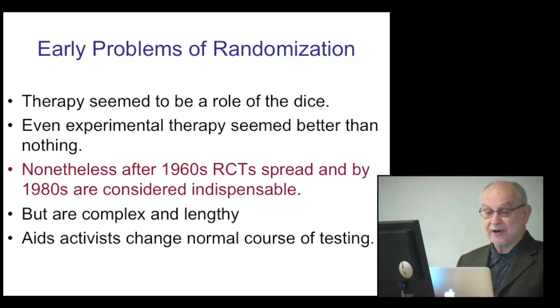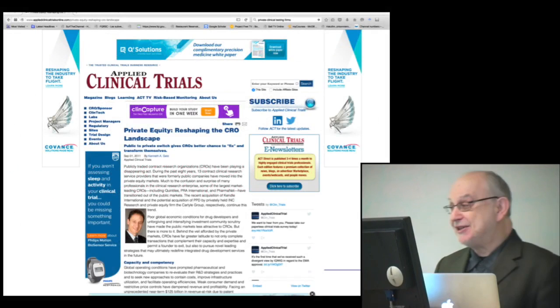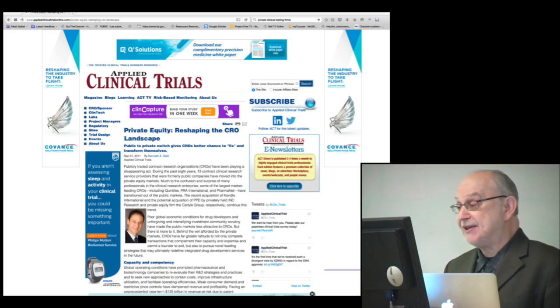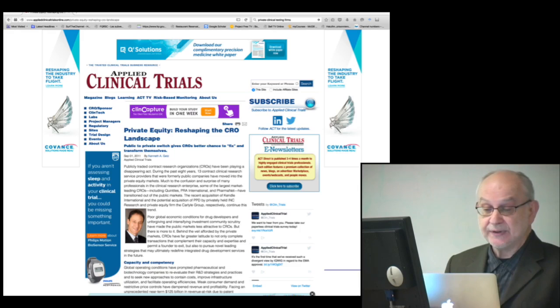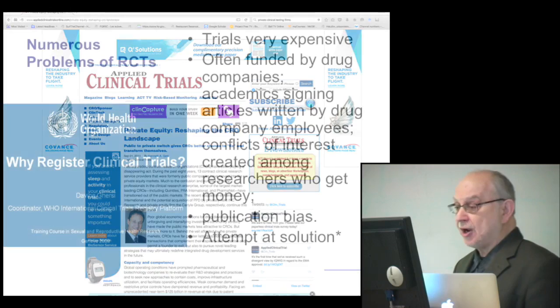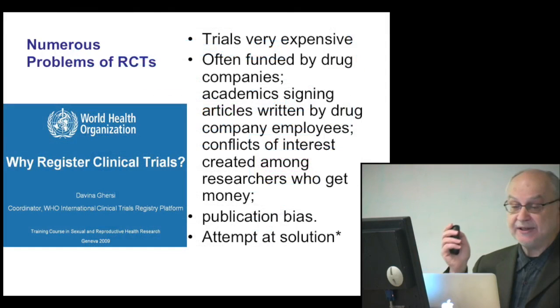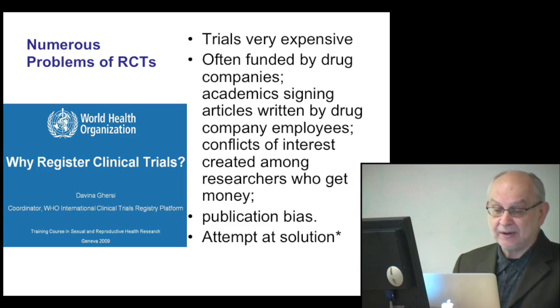But what's really interesting is that it's become a private industry. They're so complicated that you need specialized private businesses to actually do this in many cases because the knowledge and infrastructure that's required is very, very difficult to accumulate. Okay, so we know that there are numerous problems in randomized clinical trials. Trials are very expensive. We know they're often funded by drug companies. We know there are all kinds of abuses that are associated with them.